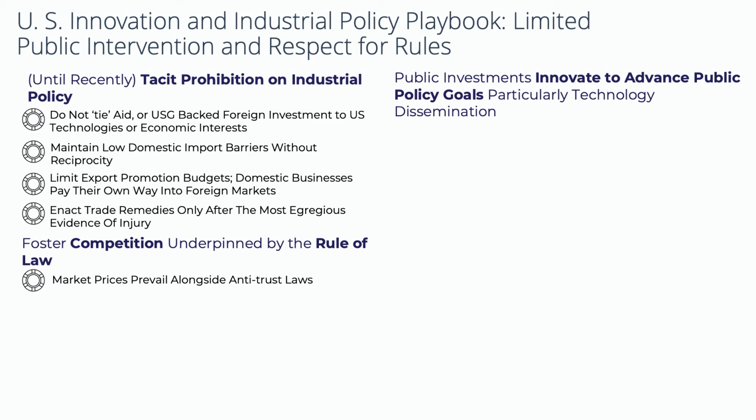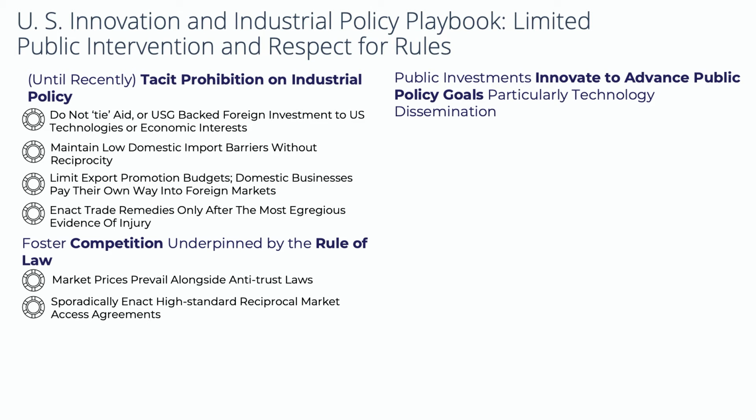Next, competition underpinned by the rule of law. We prefer markets, we prefer competition, but we like good rules, right? So this is obvious in the ways that we use market pricing, and that market pricing in the United States is complemented by a whole system of antitrust laws that prevent things like cartel pricing and unnatural monopolies. We sporadically seek high standard trade agreements with friends and allies.